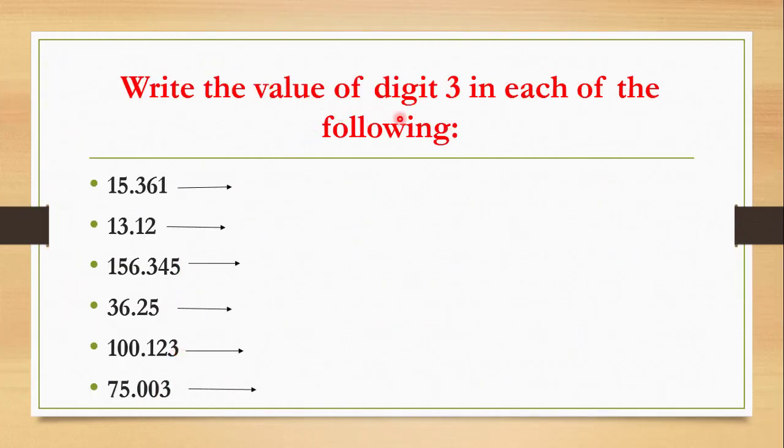Now I want to write the value of digit 3. Write the value, it means write the digit and all other digits will become 0. The first one, tenth, so 0.3. This is the second one, units, so only 3. Here by the same way, yes, 0.3, and here in tens, so 30. Here we have 0, 0, and 3, so 0.003. Here also we have the same value, 3000.